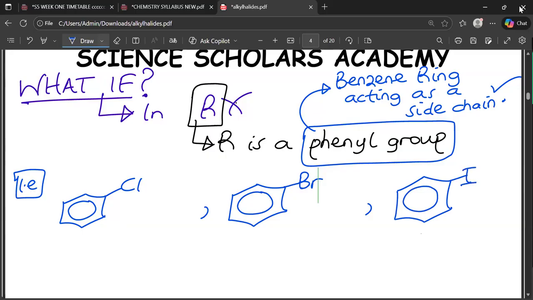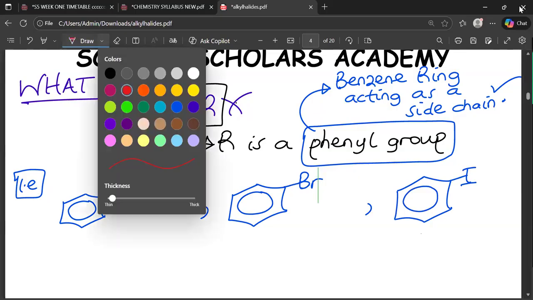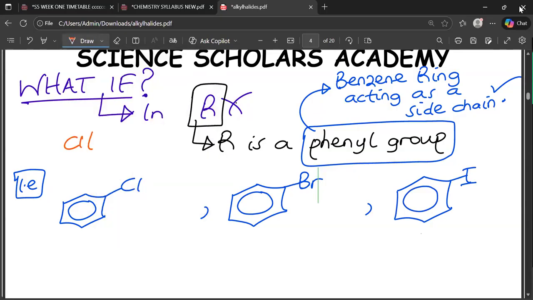Those who have been following the naming, you will also enjoy this. Because if you know that this is CH3Br, and I told you that this one is locally methyl bromide, you can tell that this one is phenyl chloride, phenyl bromide, phenyl iodide, so that when you come across them, you're not surprised.